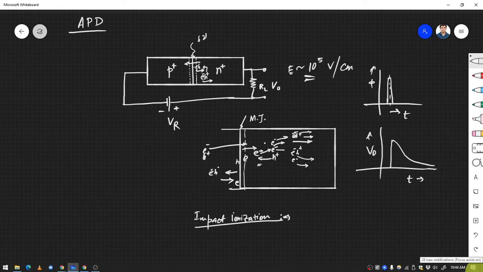I'll just briefly go through this reach through photodiode. It will take a little time to understand the concept, but I think 15 minutes. Okay, we'll just quickly go through.